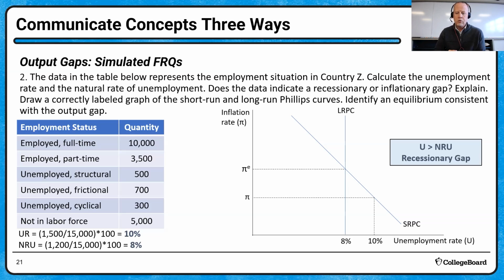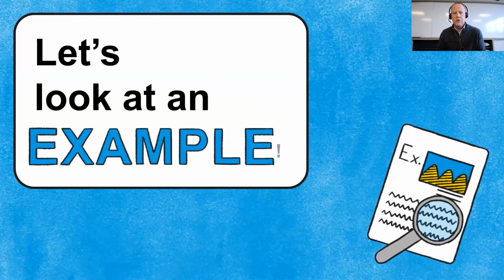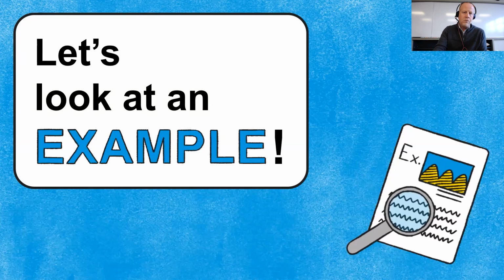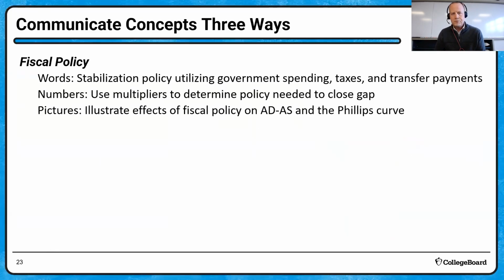Okay, nice work. Let's move on. Those are output gaps. What else can we do 3 different ways? Let's move on to another example. The second example, fiscal policy.